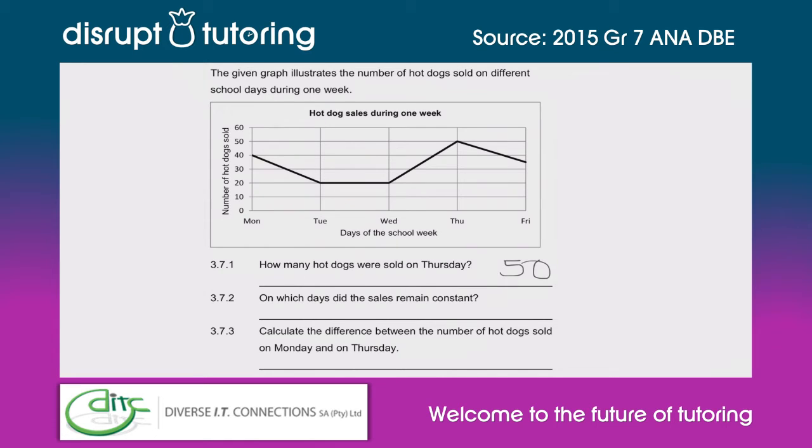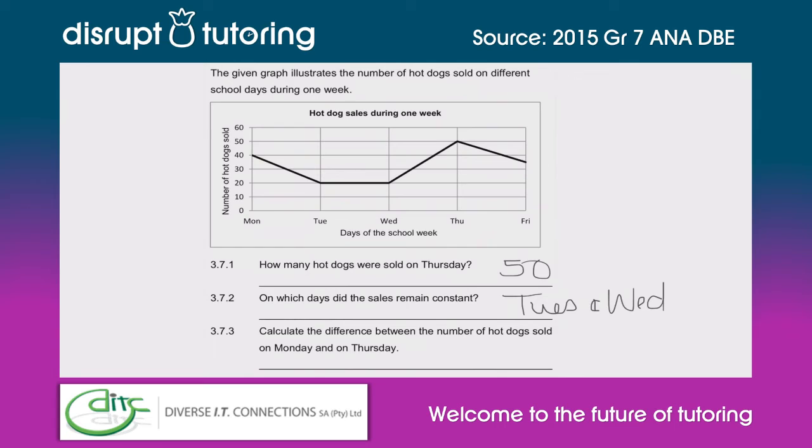Now, on which days did the sales remain constant? Now here, if you don't know what constant means, it's going to be very difficult to answer this question. Constant means that it does not change, and we can see that there is the same number of hot dogs sold over 2 days in a row, and that would be on your Tuesday and Wednesday. So in your answer, you would say the days of the week are Tuesday and Wednesday to get your marks there.